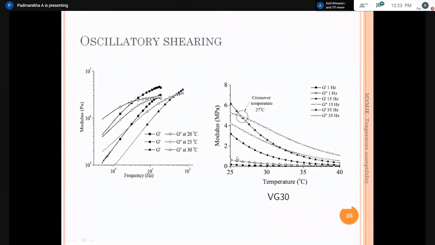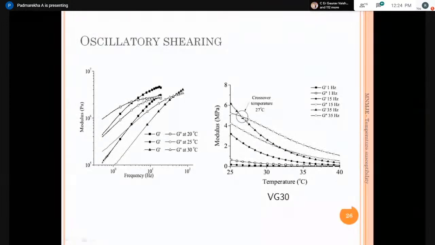Let us take the case of a different frequency, 35 hertz. The filled one is storage modulus, elastic modulus. At a very high temperature, the viscous modulus dominates the storage modulus. And as the temperature reduces, the elastic portion dominates the viscous portion. So there is a point where the elastic modulus and the viscous modulus are equal, and this is the crossover temperature.